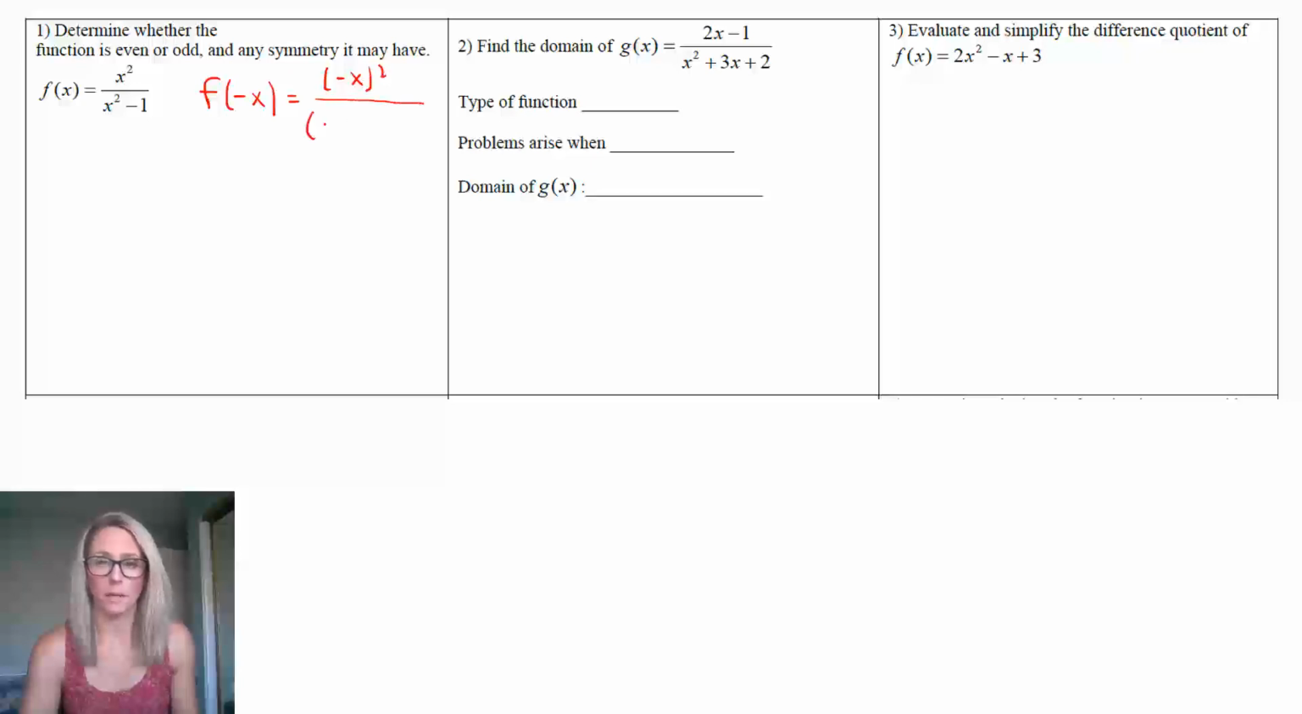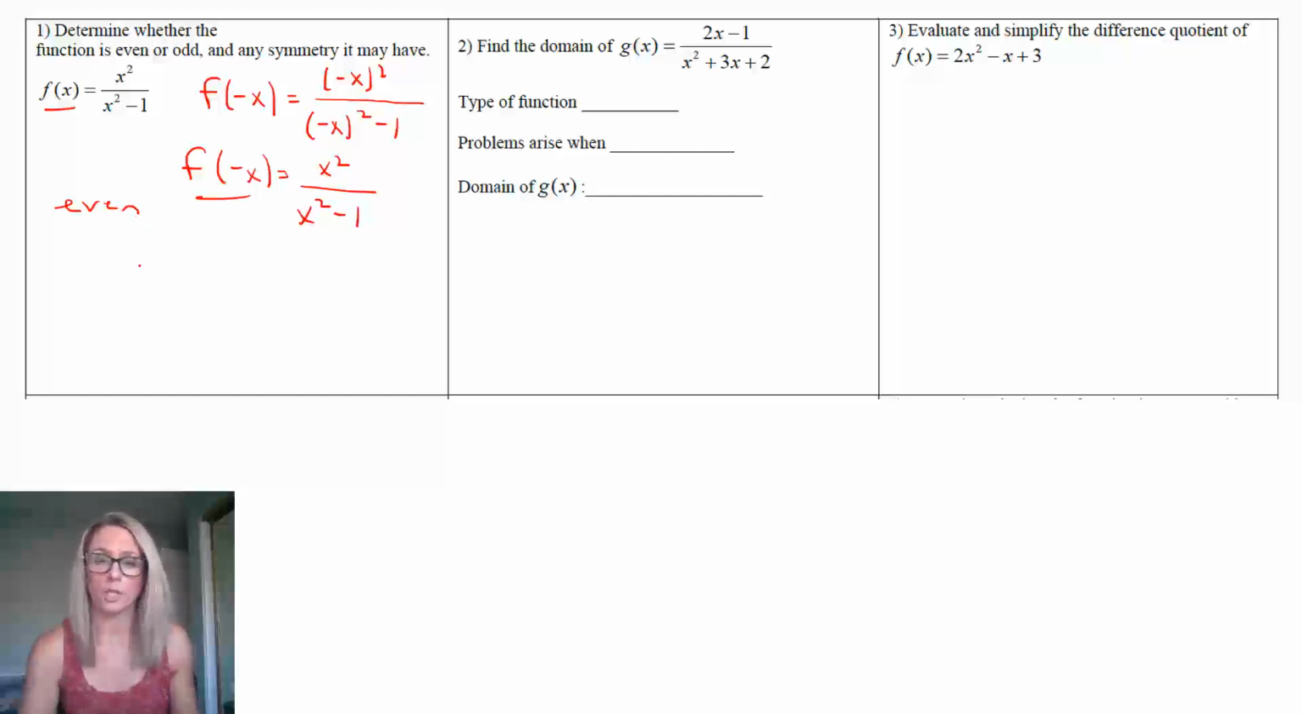So we replace x with a negative x, and we do that again down in the denominator. And then we just want to remember that negative x times negative x is x squared. So that gives us x squared over x squared minus 1. So what we want to realize here is that f of x now looks exactly like f of negative x, and so that tells us that the function is even.